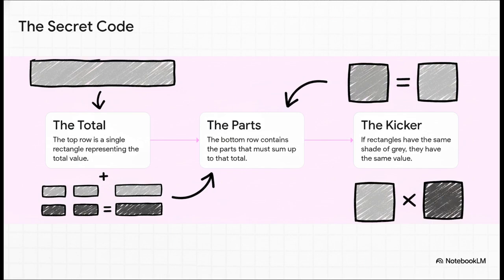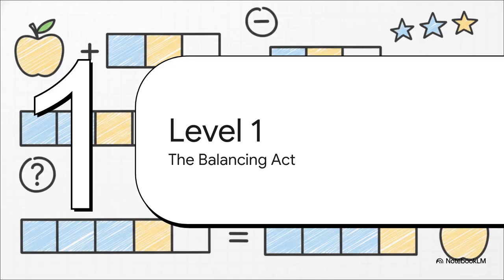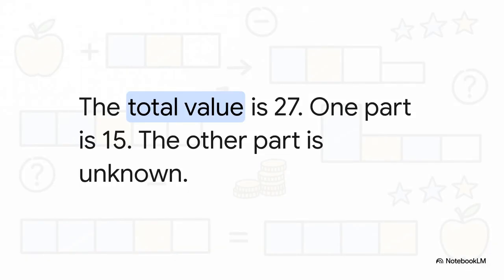Got it? Awesome. Okay, now that we've got the rules down, let's dive into level 1, the first clue. This one's a nice, easy warm-up, just to get a feel for how these things work and build up a little momentum. And here it is. So our top bar, remember, that's the total, is 27. Down below, it's split into 2 pieces. We can see one part is 15, but that other box? Yeah, that's the mystery we've got to solve.